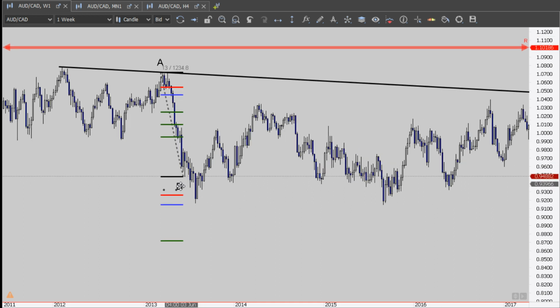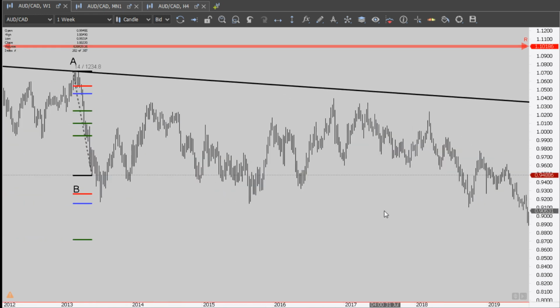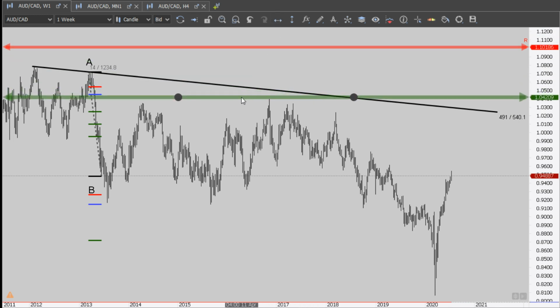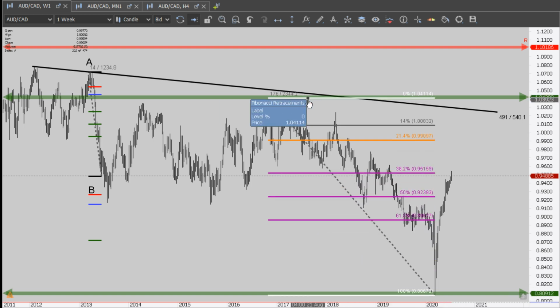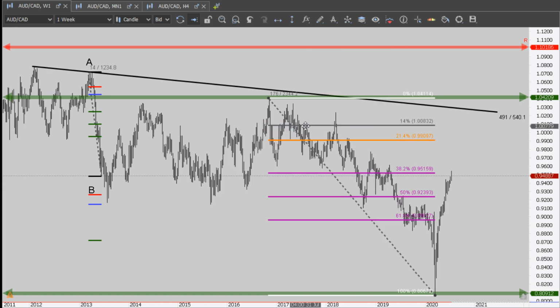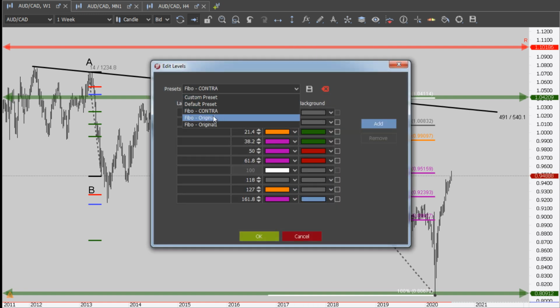A to B. Where is the B? Is this the B? A to B. Where is the C, right? A, B. This is the C, and green goes to green, and this down is the D. So original Fibonacci on the weekly chart. Not this one. Edit levels. Original Fibonacci.